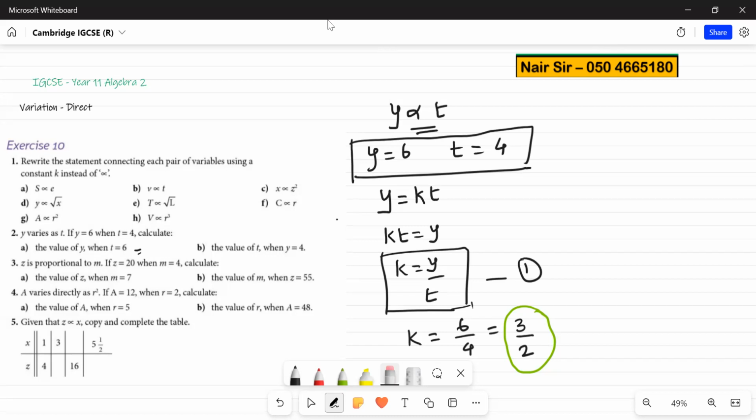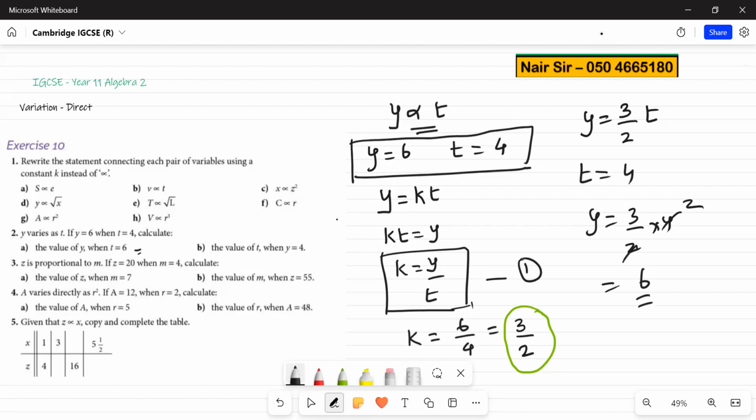Okay, here. So here, now I'm looking at question number B. Find the value of t when y is equal to 4. I have got the equation y is equal to 3 upon 2 t. So now substitute for t is equal to 4. Simple. I think you can do this. Oh, that I have already done that.